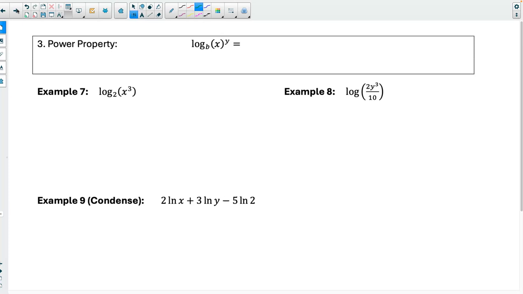Power property. So the power property goes like this. I have an exponent on the outside of that argument. It actually can go inside, it doesn't really matter. But we just put it there so it's really popping out at you. So to write that, I can actually write this as y times log base b argument of x. I'm going to show you example 8 because we're putting a lot of properties together. We're putting our first two properties along with this last property. So how do I do that?